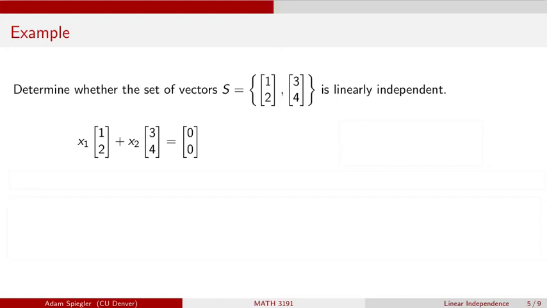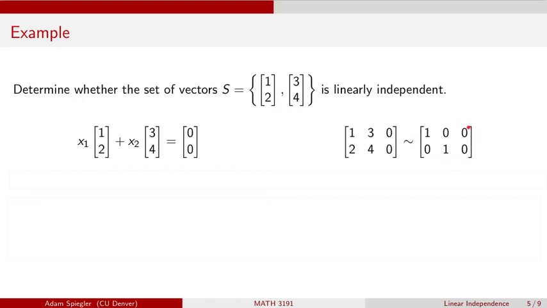To solve that equation, we could take a look at the augmented matrix, which is the matrix that we have over here, the top row being 1, 3, 0, and the second row 2, 4, 0. So we could take this augmented matrix and do row operations on it. For example, multiply the top row by -2, add it to the second row to do a replacement, and express this in reduced row echelon form, which I've done over here.